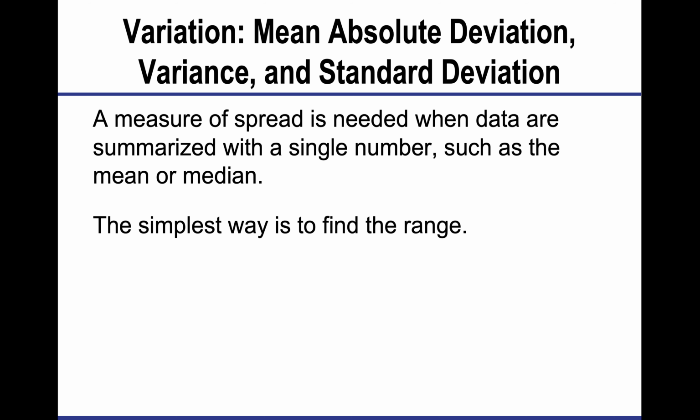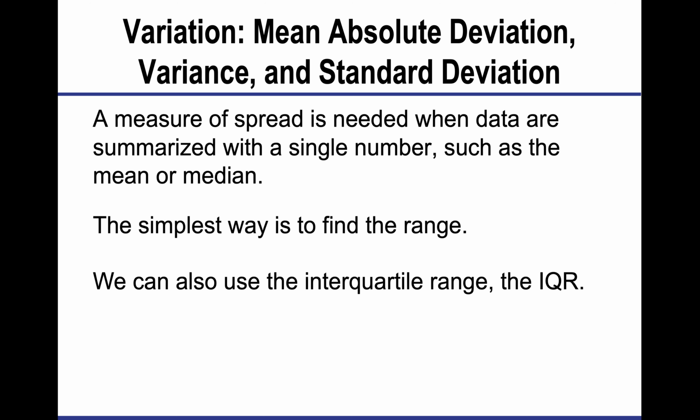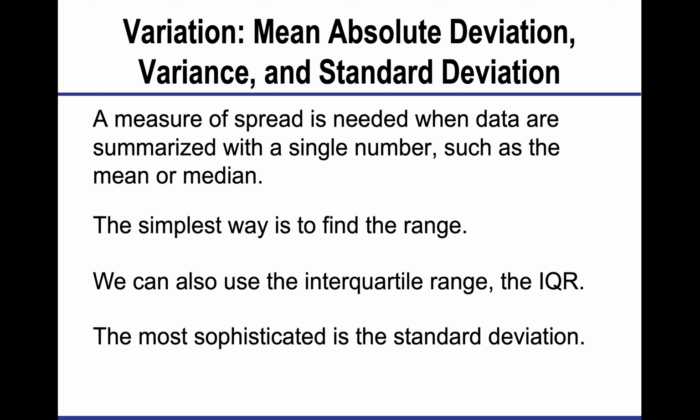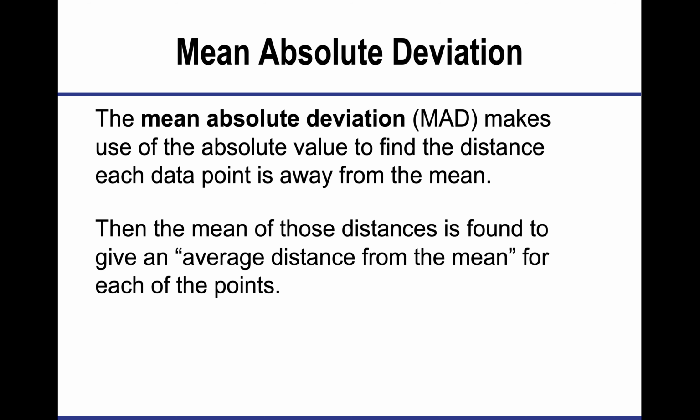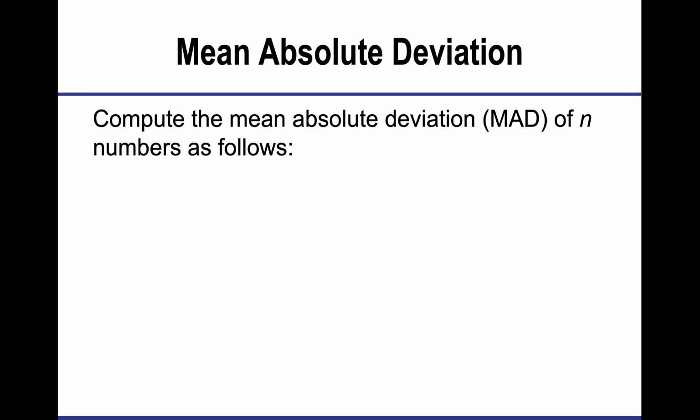The simplest way to describe the spread of the data is the range, always is. I can also use the IQR to get a little bit more specific. The most sophisticated is what we call the standard deviation. This would be your upper elementary classes you would be showing this to. The mean absolute deviation makes use of an absolute value to find the distance from each data point to the mean. Then I take the mean of those distances, this is a very complex process, to give an average distance from the mean for all of the points together.